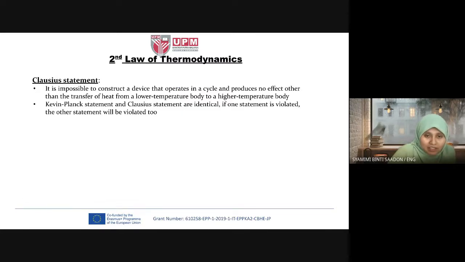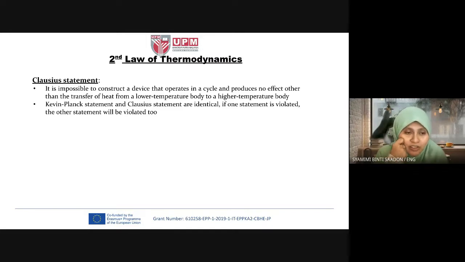Okay. Again, another statement of the second law of thermodynamics. Just now, the Kelvin-Planck statement says that a heat engine cannot be run at 100%. So we need to reject heat.